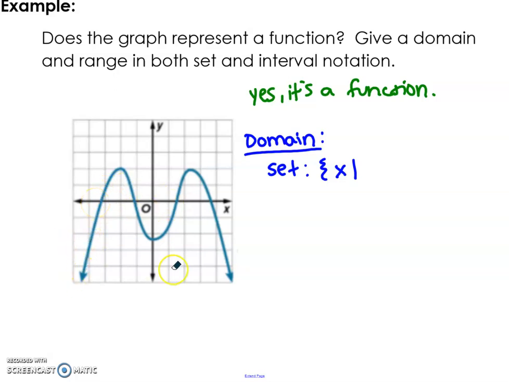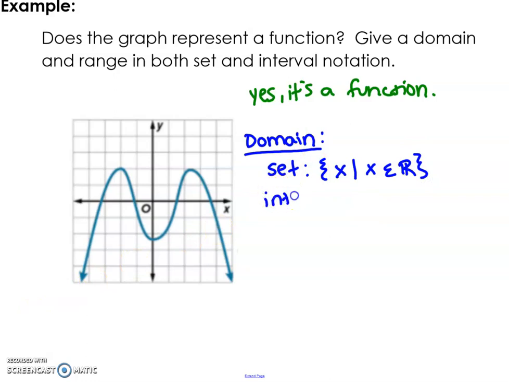So since I have arrows on both ends, that means that that's continuing on forever. So every x value to the left and every x value to the right will be part of this graph. So that means that it would be all real numbers. So we're going to say x such that x is an element of all real numbers. Okay, so that's our set builder notation.